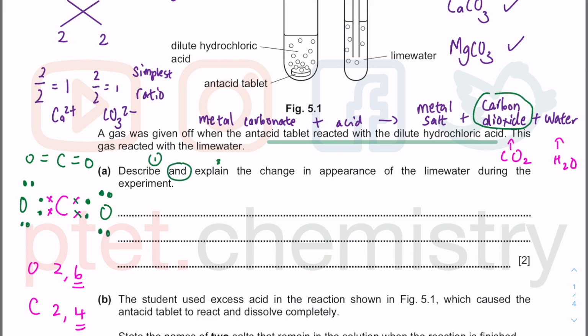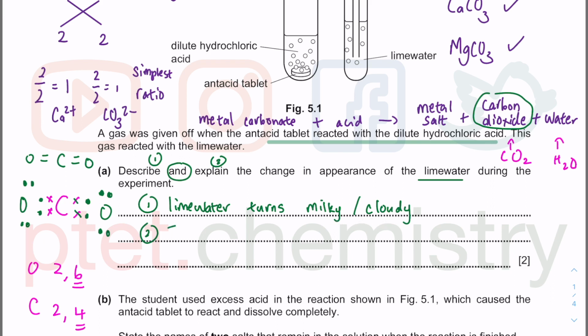Describe and explain the change in appearance of the lime water. Lime water is what you use to test for carbon dioxide. So what happened is your lime water will turn milky or cloudy. Essentially, it goes from a solution to become a white precipitate or white solid. That is the appearance of milkiness and cloudiness from the lime water.